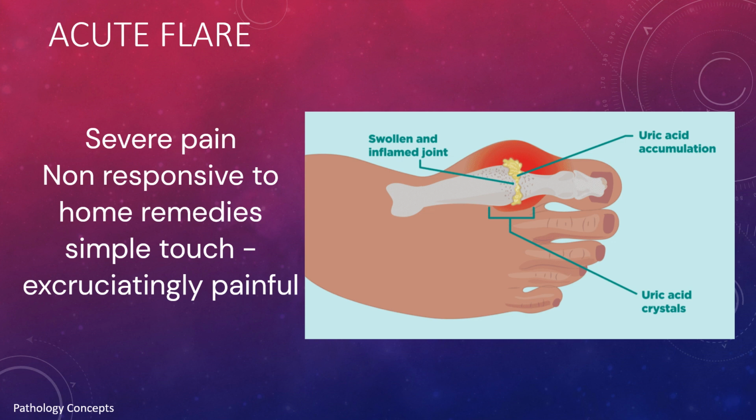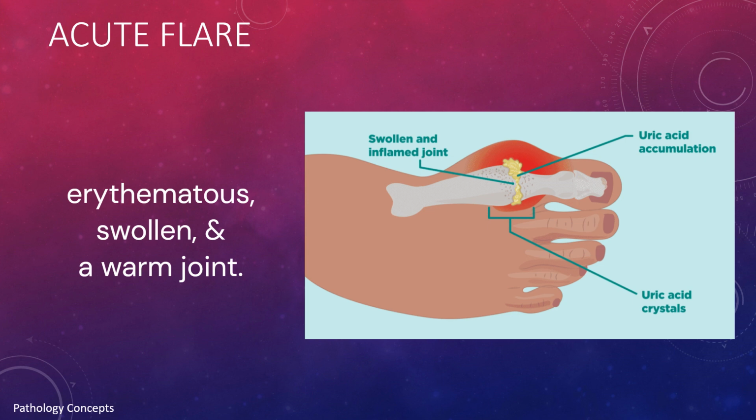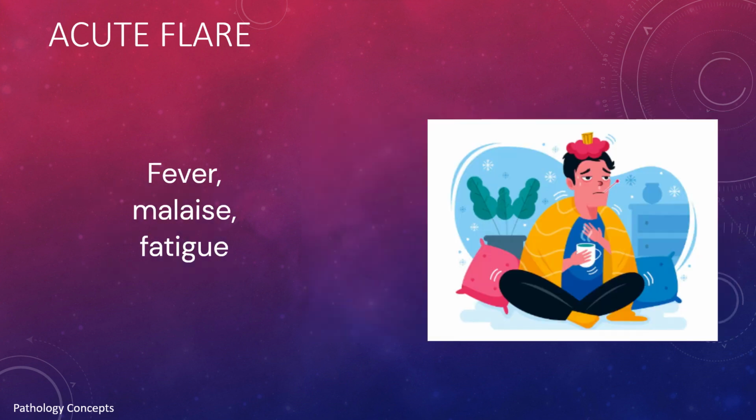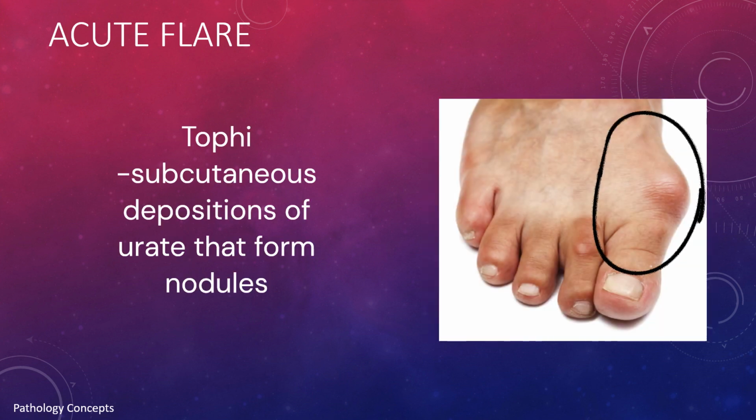The pain is usually severe and not responsive to usual home remedies. Even touching the patient can be excruciatingly painful. Gout flare-ups often incite local inflammation, which presents as an erythematous, swollen, and warm joint. The erythema over the affected joint during an attack is characteristic of gouty synovitis. Systemic features of joint inflammation may include fever, general malaise, and fatigue. Tophi, which are subcutaneous deposits of urate that form nodules, can also be found in patients with persistent hyperuricemia.